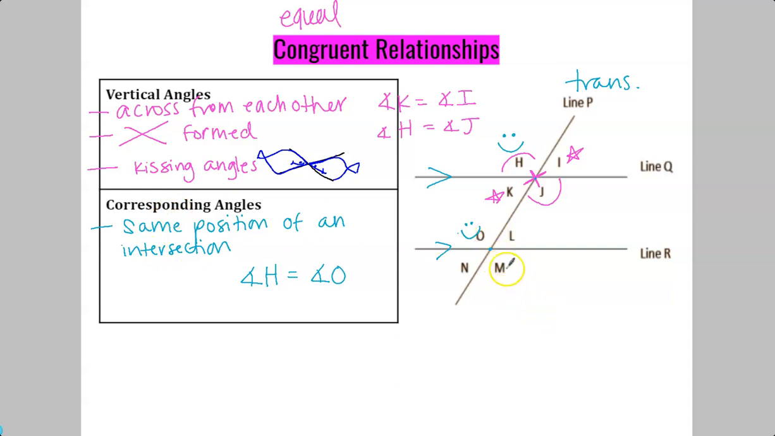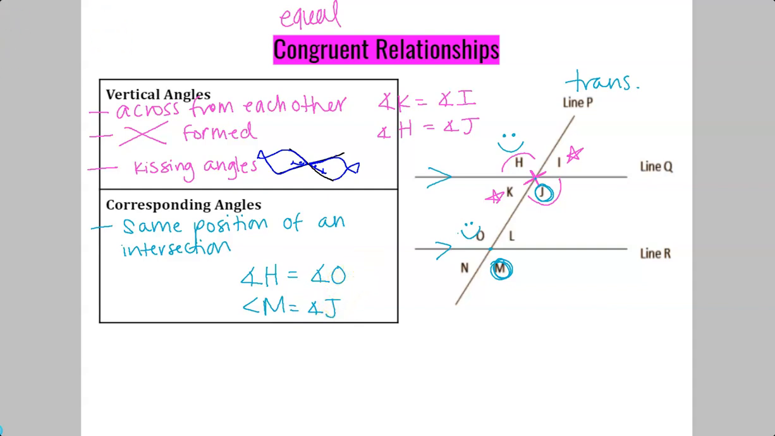Notice if we then look at lower right side, so we were looking at M. So M would correspond, if we're looking at this intersection lower right, well, the next intersection lower right would be J. So another example would be that angle M is equal to angle J.